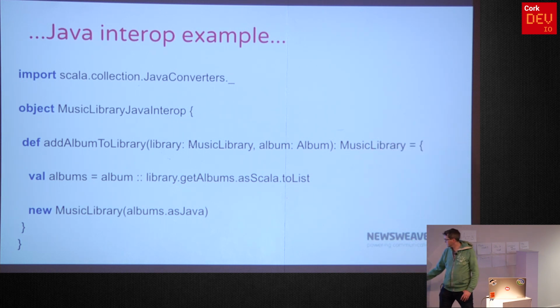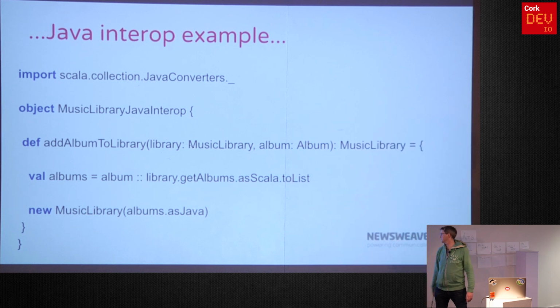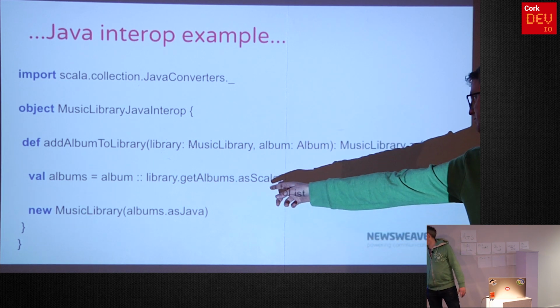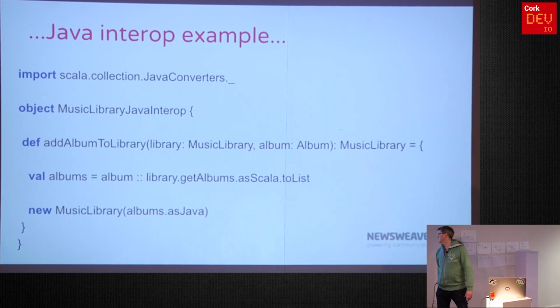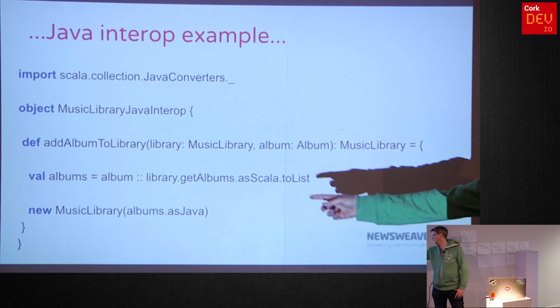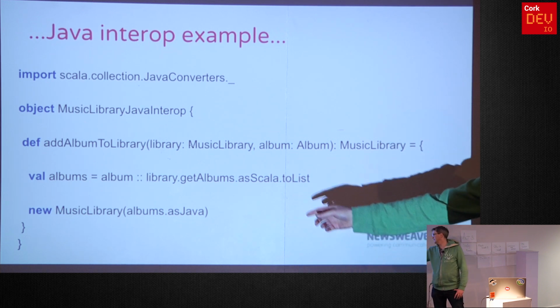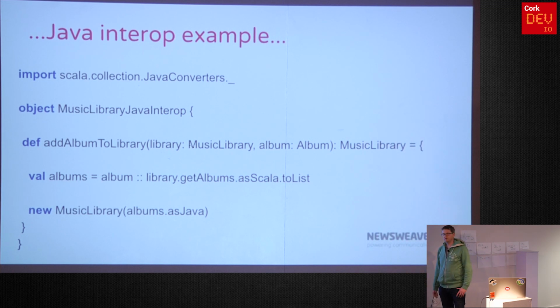So in order to convert from the Java collection to the Scala collection, I have to import Scala collection Java converters up here, and then I can literally just call asScala on my Java albums collection, and turn it into a Scala list. And you can see here I'm returning a brand new music library, and this little double colon here, that's kind of the idiomatic way in Scala of adding a value onto a list.